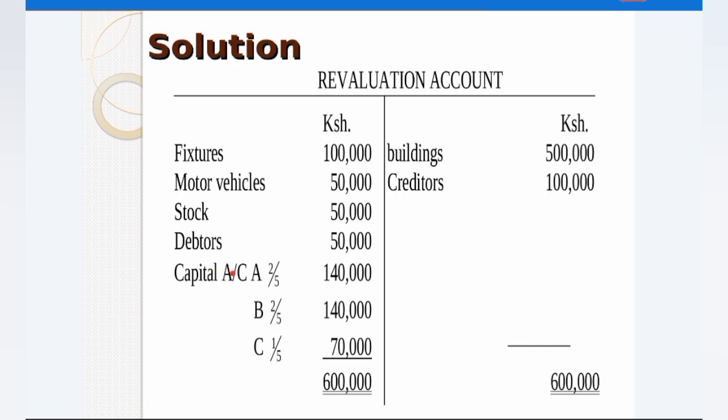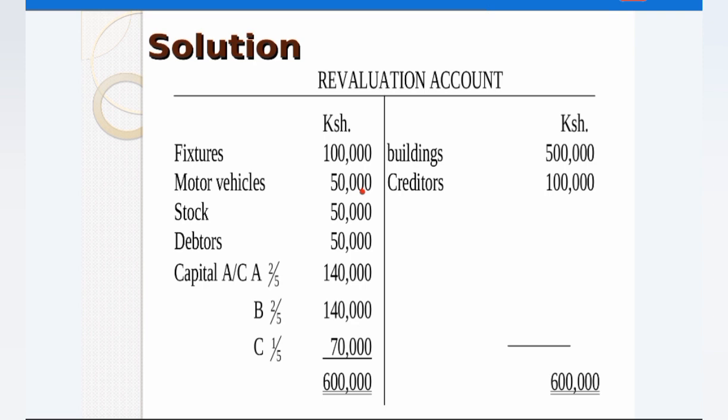So you can see the gains are more than the losses. So the net effect is that a gain of 350,000. So that gain of 350,000 is shared to the partners in their profit sharing ratio. So A will get 2 over 5, which is 140, the same as B, which is 140, and then C, 70. So that gives you 350. So that is the revaluation account then.